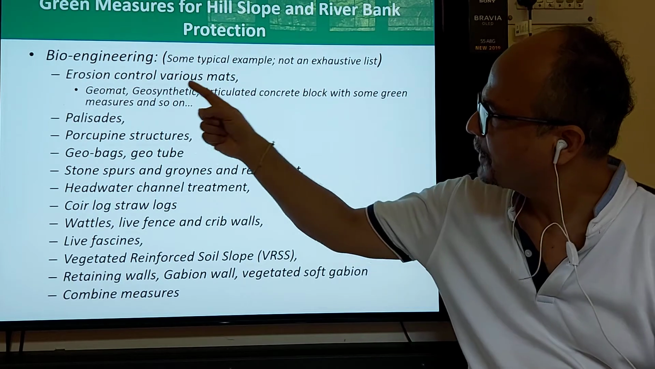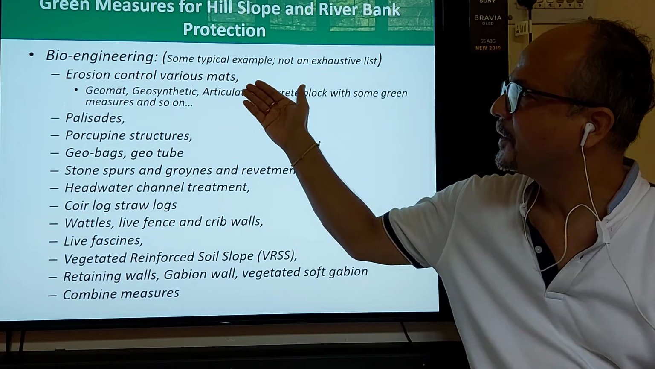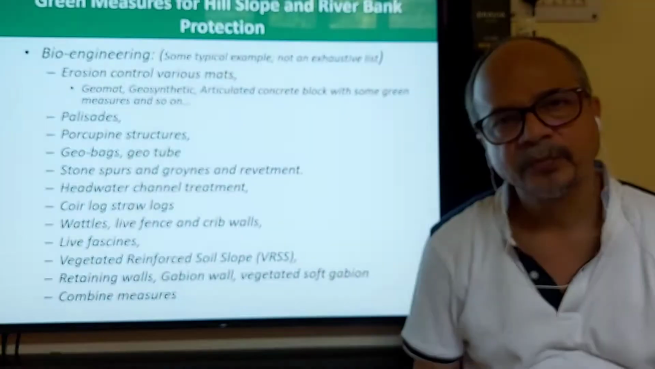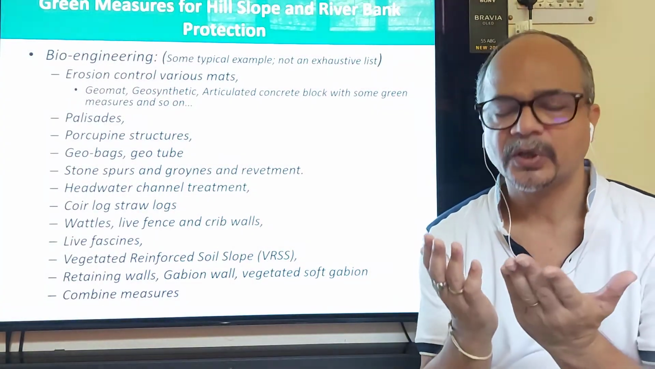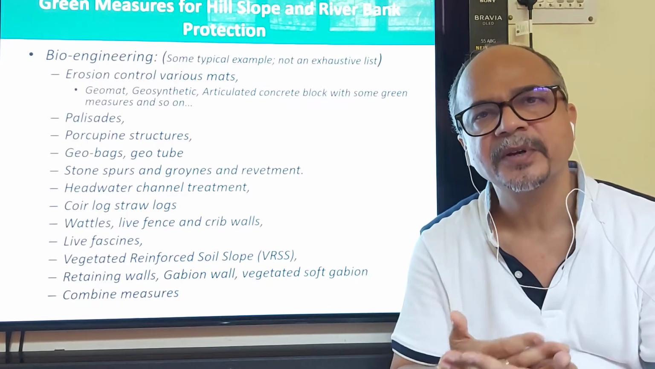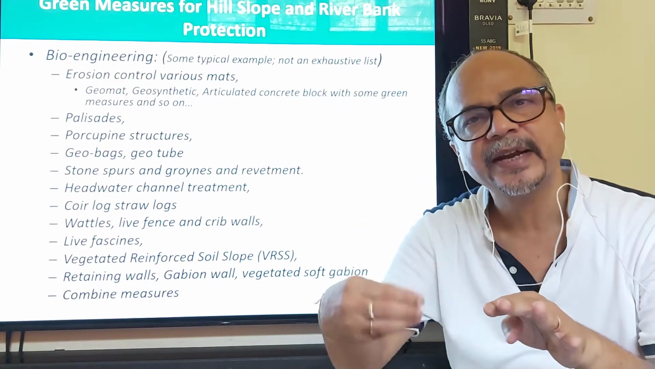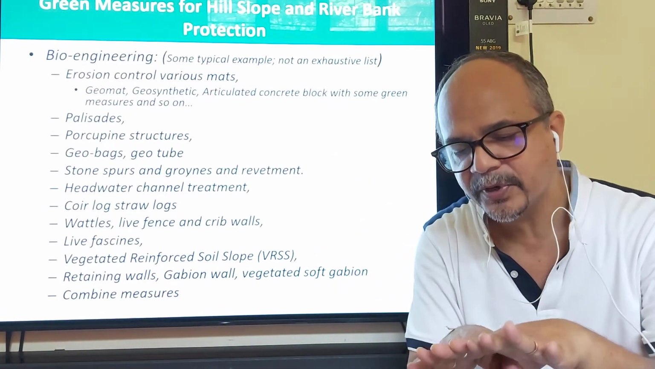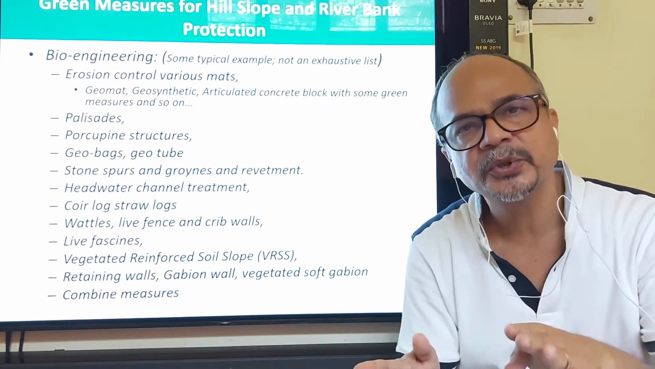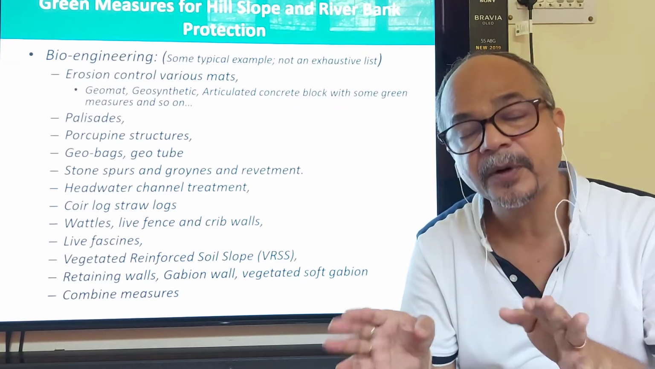Now when we talk about erosion control, we use various mats, so we can call it an erosion control mat. This mat can be a geomat, like a coir net. Suppose we use coir and make a mat that we put over the surface so that raindrops cannot directly strike, but it will gradually deteriorate, so we have to put vegetation along with that. When vegetation comes, it will cover the surface and that will become the permanent measure.